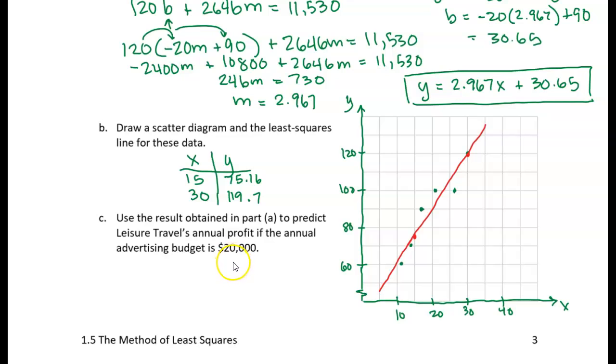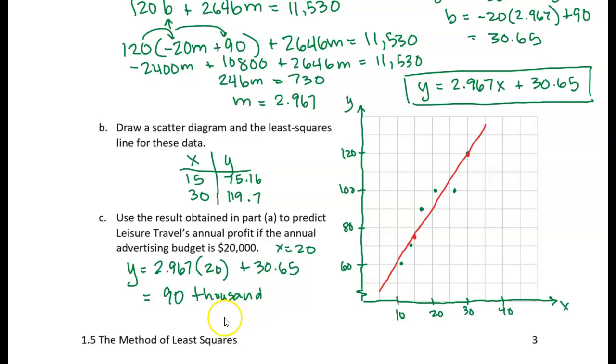So what I'm going to do is put in 20, right? So x is equal to 20, the way I've defined my variable when I came up with my equation. All right, so I'm going to take y is equal to 2.967, which is the slope I calculated, times 20, right, for $20,000, plus 30.65. Okay, so when I calculate that, I get 90, but I have to remember that that's in thousands of dollars. So this is 90,000.